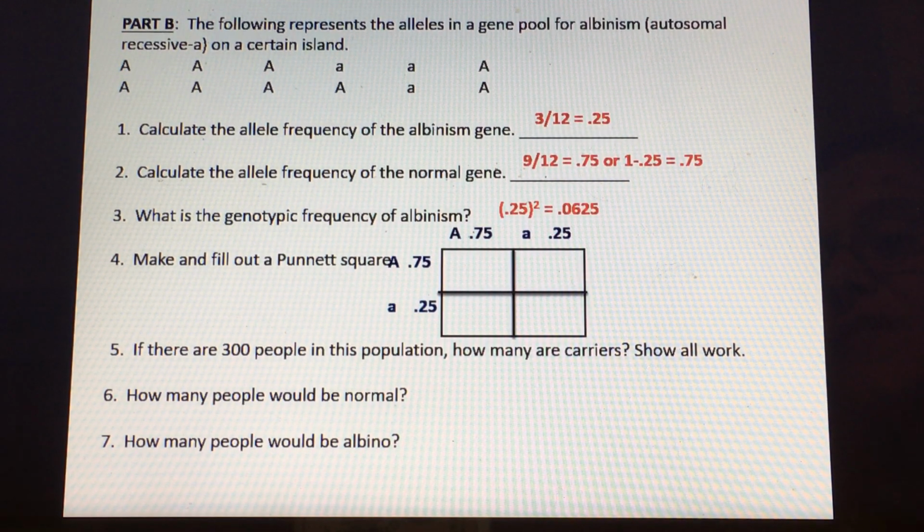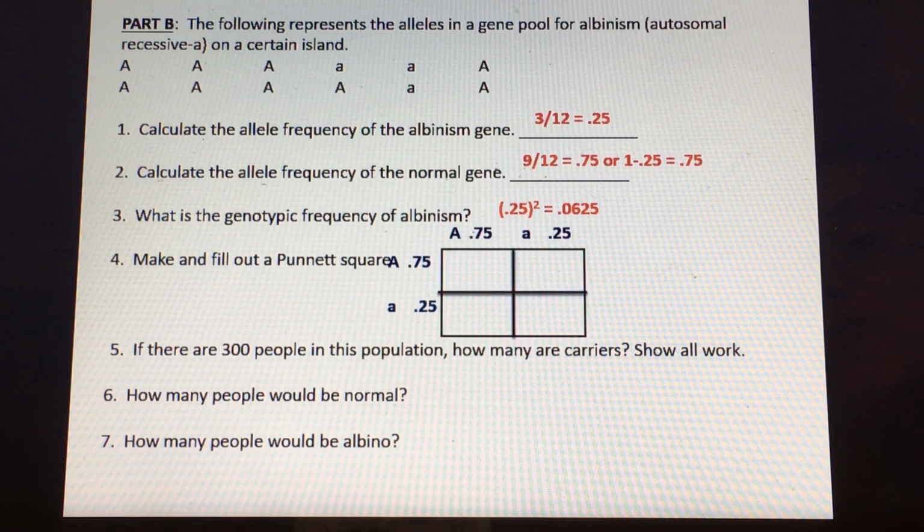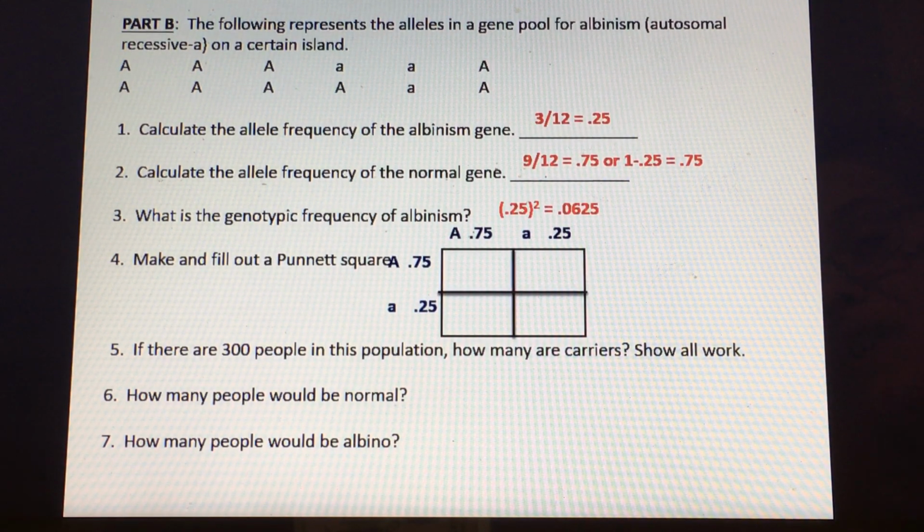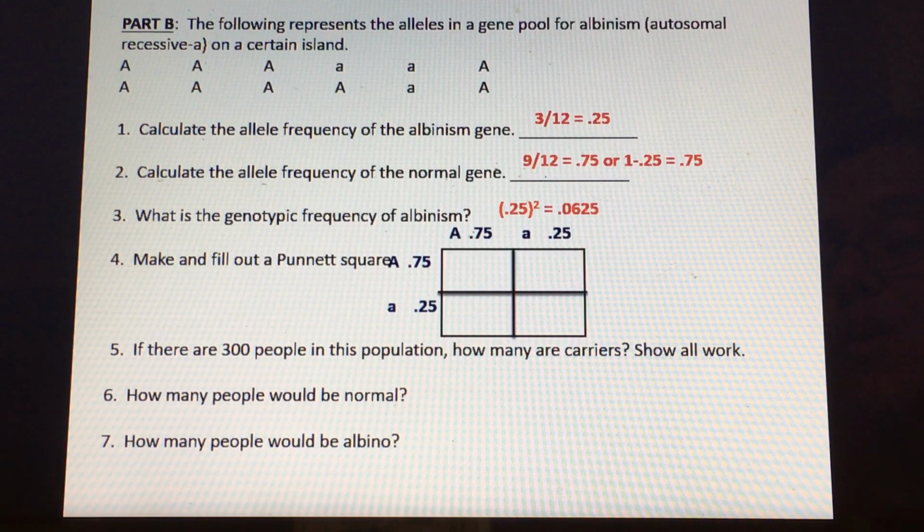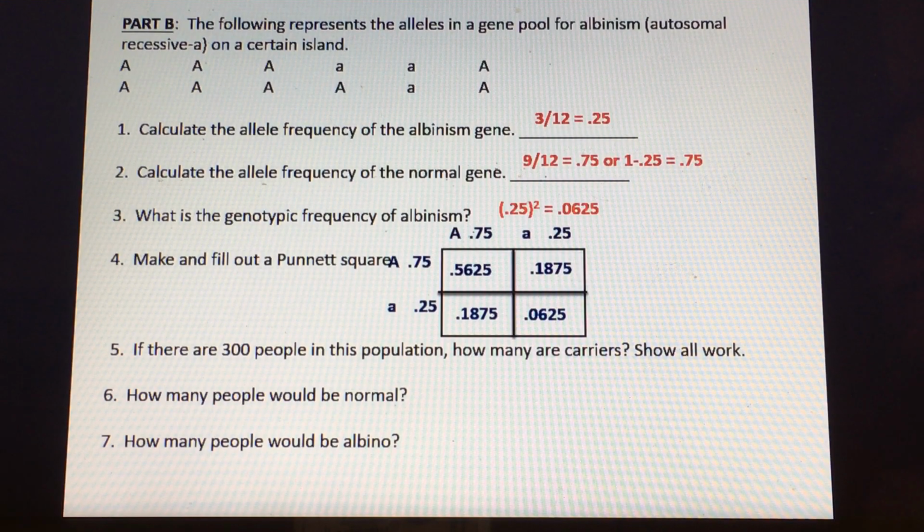So if we were to fill out the Punnett square, we put the allele frequencies on the outside. Allele frequencies always go on the outside, and we're working inwards. So 0.75 times 0.75 is 0.5625. 0.25 times 0.75 is 0.1875. And then 0.25 squared is 0.0625.